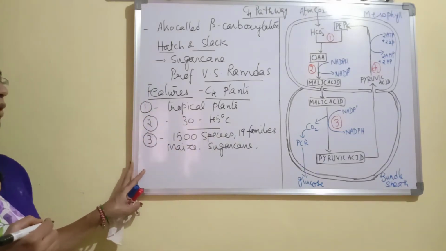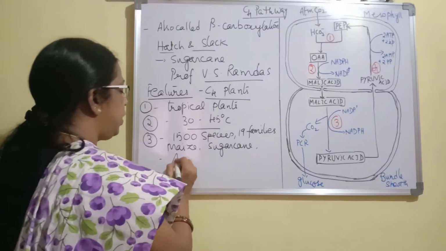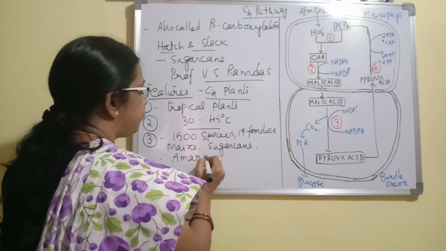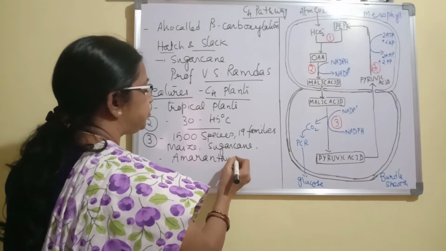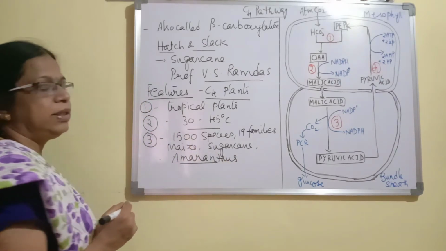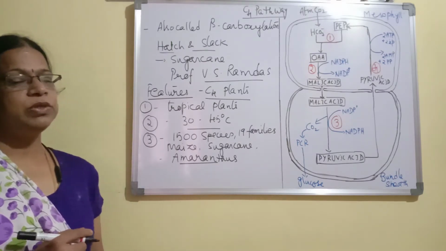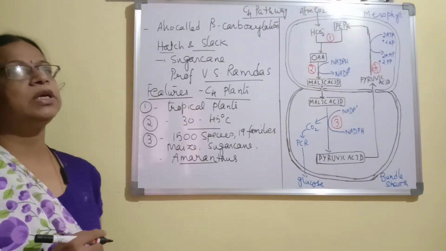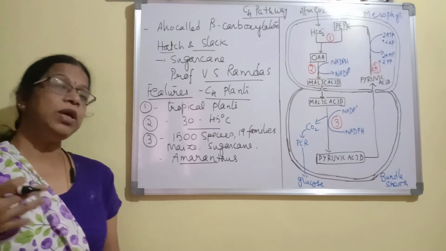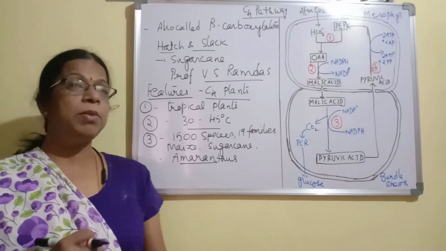Some examples are maize and sugarcane, which are most commonly studied, and also a dicot plant, amaranthus, where the C4 pathway is present. Similarly, the C3 pathway, as we have studied earlier, is also found, and it is the most common type of pathway.